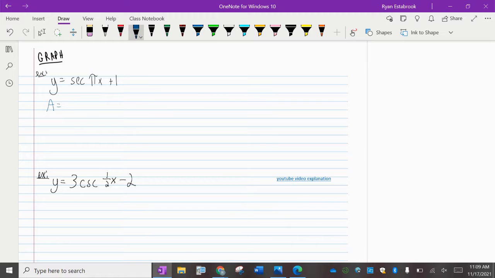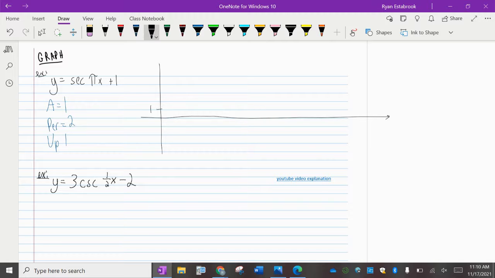What is the amplitude of this one? 1. What is the period of this one? 2. 2 pi divided by pi, the period is 2. It doesn't shift left or right at all. There's nothing added or subtracted inside of the secant. We do have this plus 1, which means the whole thing is going up by 1. And that's the only variation from the original. So, as far as the graph of the cosine goes, I would say, okay, shift it up by 1.